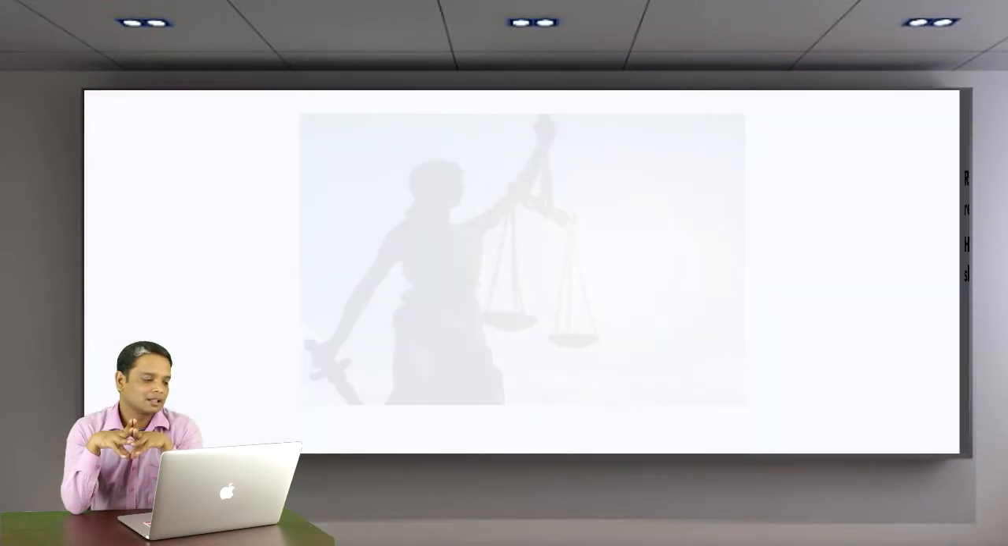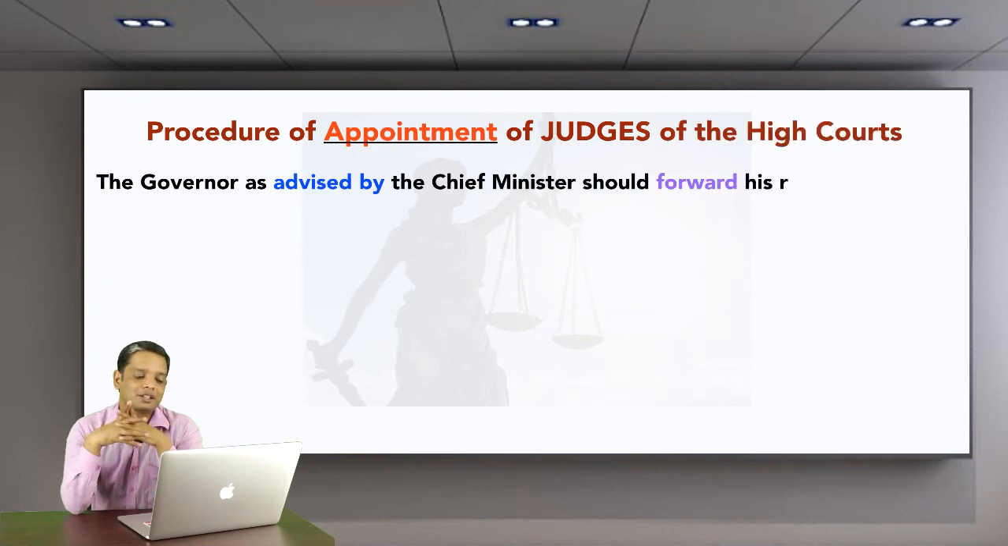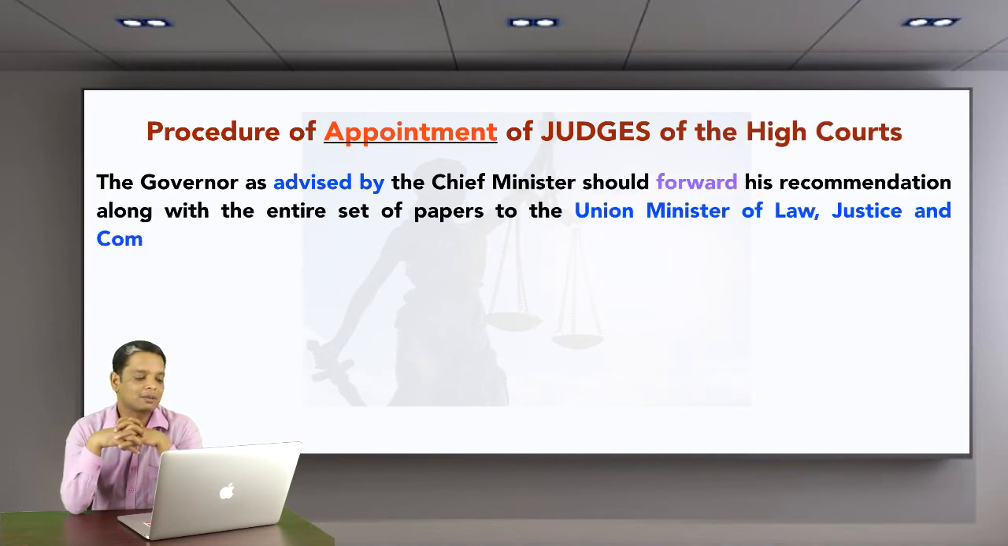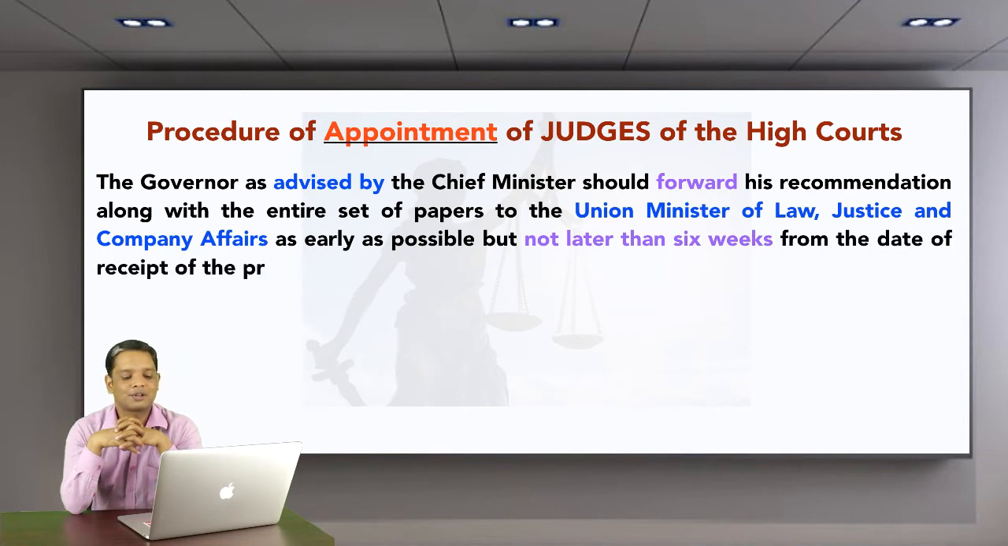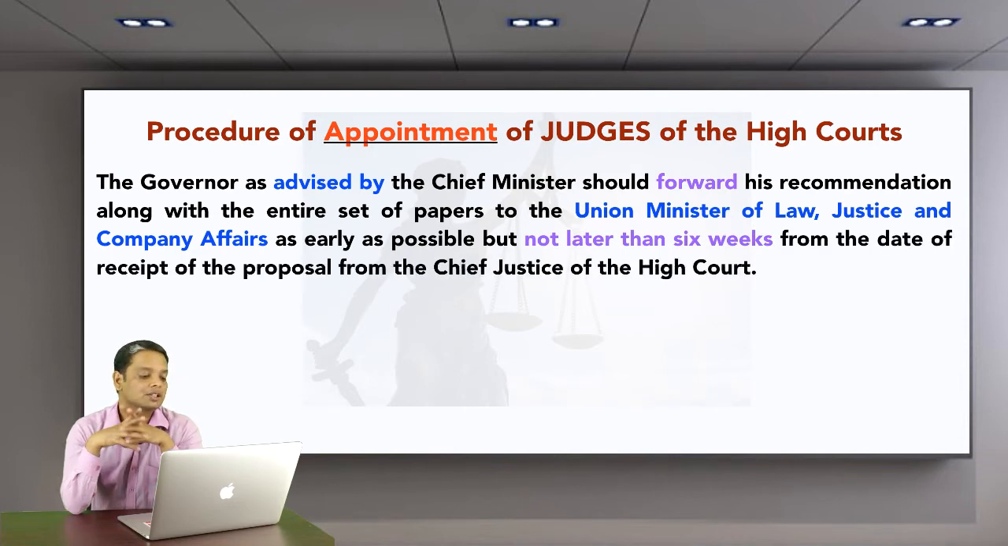So, the Chief Justice will send his recommendation to both the Chief Minister and the Governor. Now, the next provision is that the Governor, as advised by the Chief Minister, should forward his recommendation along with the entire set of papers to the Union Minister of Law, Justice and Company Affairs as early as possible, but not later than 6 weeks from the date of receipt of the proposal from the Chief Justice of the High Court. This provision is simply saying that the Governor, after consultation with the Chief Minister, will send the recommendation to the Union Minister with all details received from the Chief Justice.